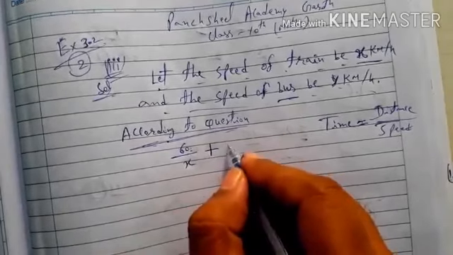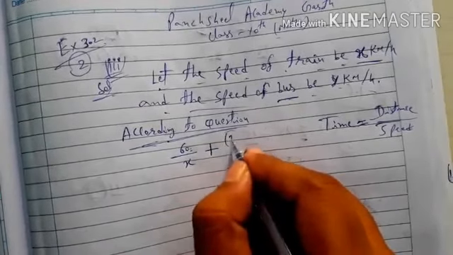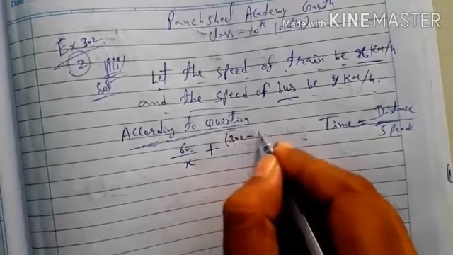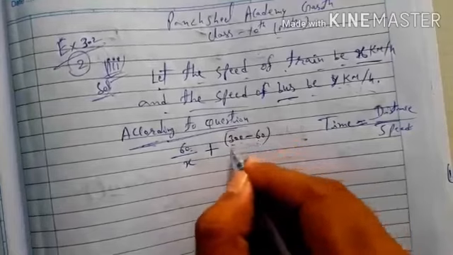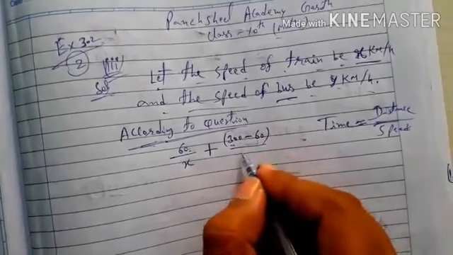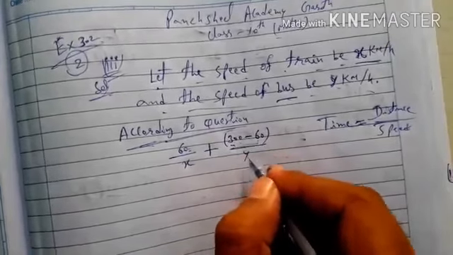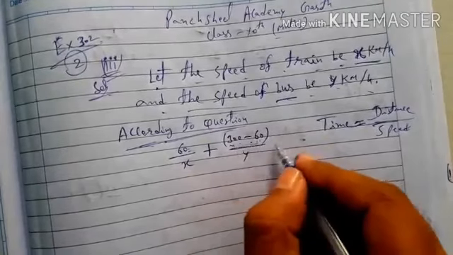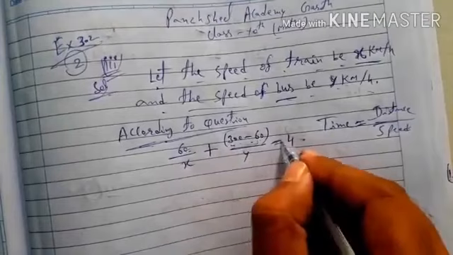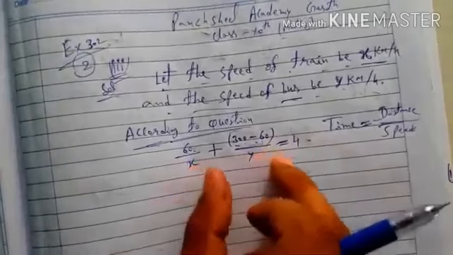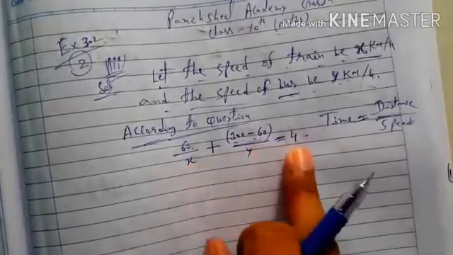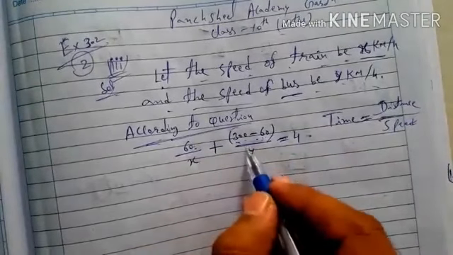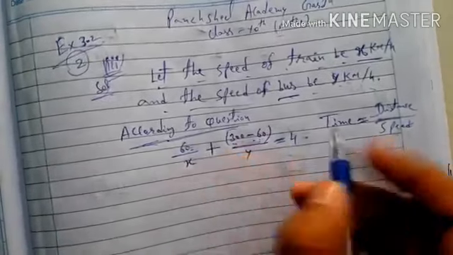So the distance by bus: 300 total and the remaining is 300 minus 60, and the speed is y. So the time taken is (300 minus 60) by y, and the total time for both vehicles is equal to 4. If you add the train's time and the bus's time, the total time taken will come out.